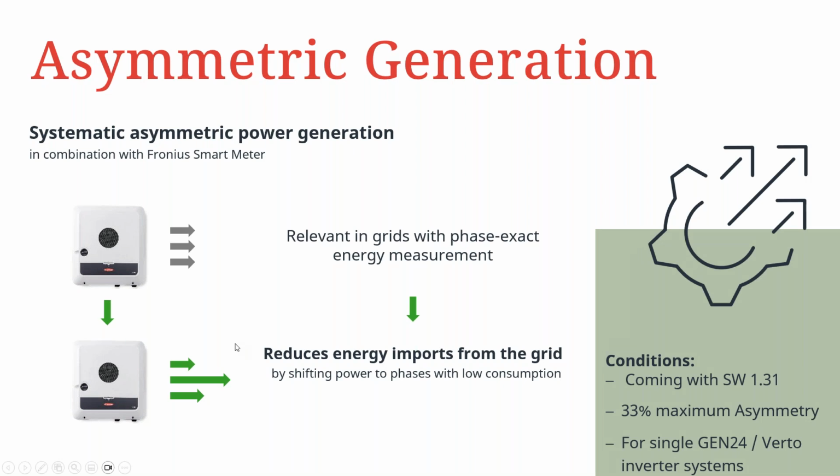So this is basically it, but just to note here that yes, it's also coming with the latest update, and that you can have a maximum of 33% asymmetry, and this is basically for systems with single Gen 24 and back system.